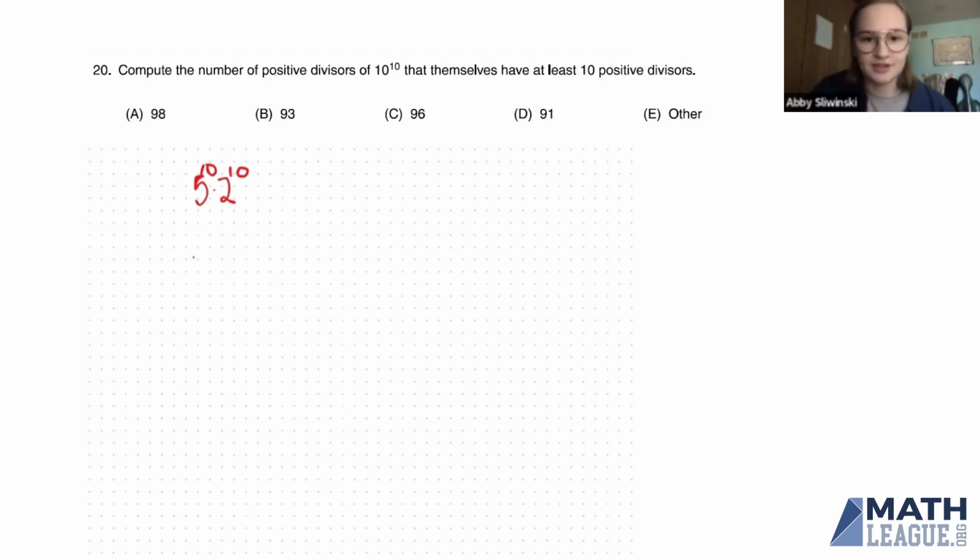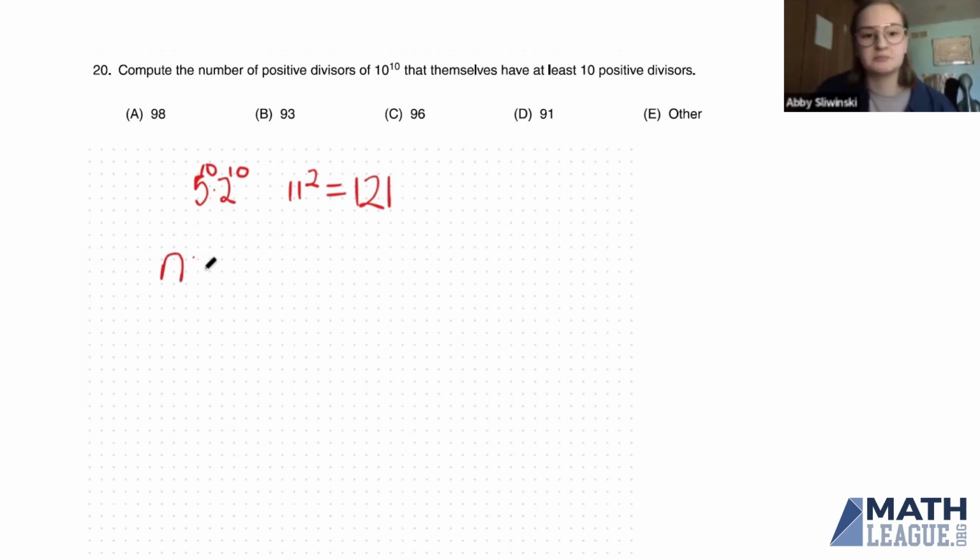Now, since this is the prime factorization of 10 to the 10, we know that the number of total positive divisors 10 to the power of 10 has is 10 plus 1 times 10 plus 1, or 11 squared, which is equal to 121. Right. So let's say we have a positive divisor of 10 to the 10, n. We'll just call that n.